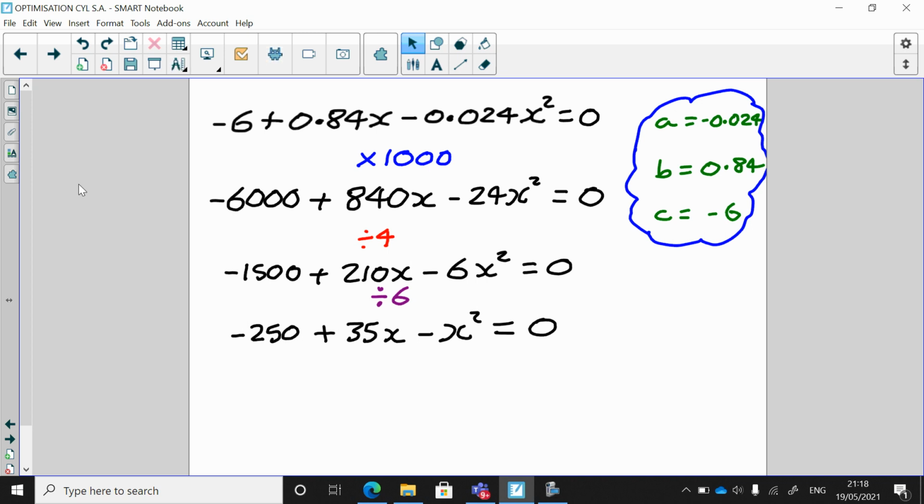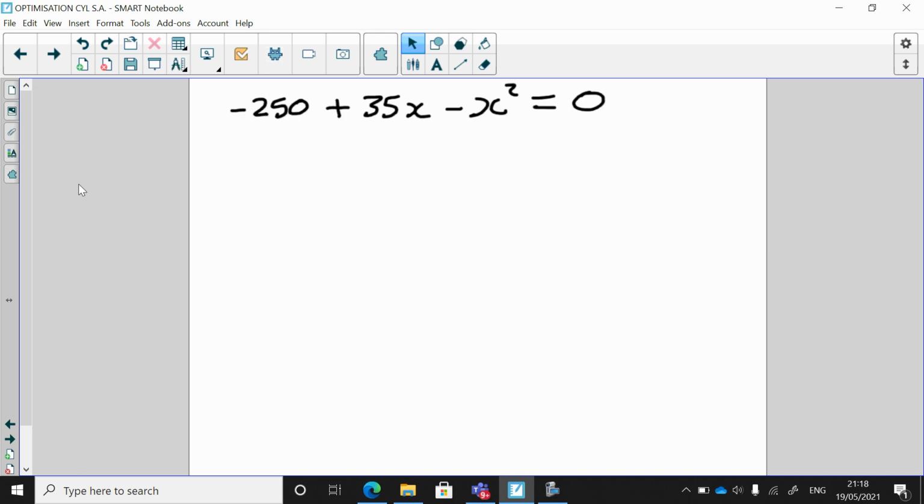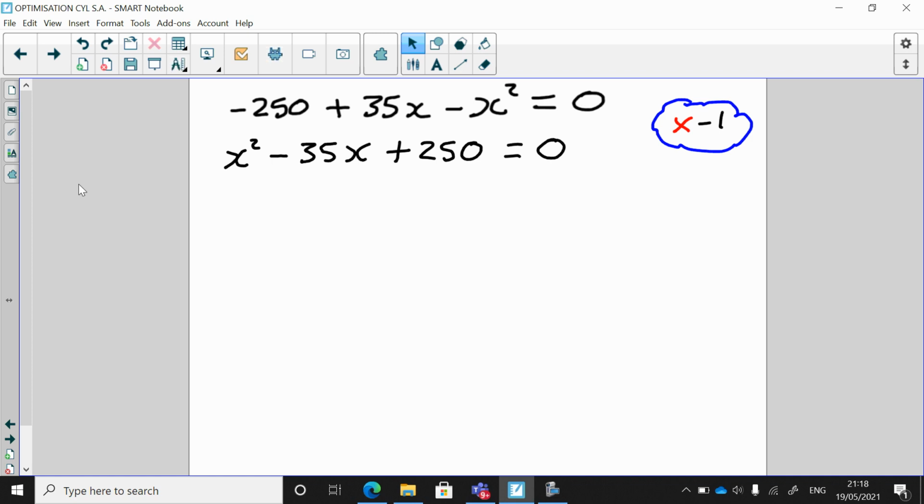That's fine. I'm thinking about factorising that, but you don't like having negative x squared. So what I'm going to do is just change the signs throughout, and that's the same as multiplying by negative 1. Change the signs, and just reorder things. So negative 250 will go to positive 250, 35x will go to negative 35x, negative x squared go to positive x squared, and rearrange. That's a quadratic, nice one, equal to 0.